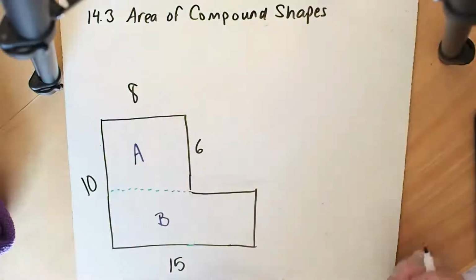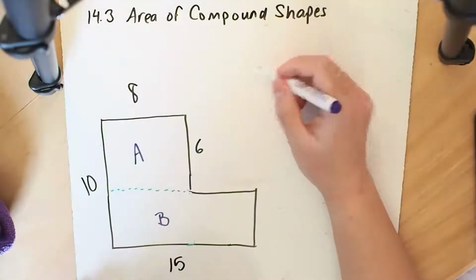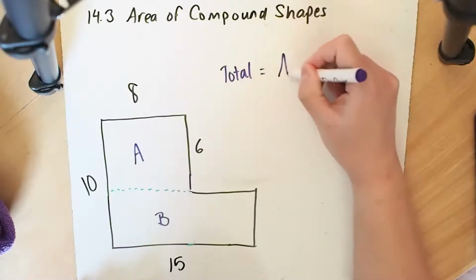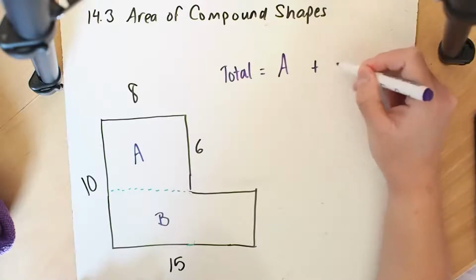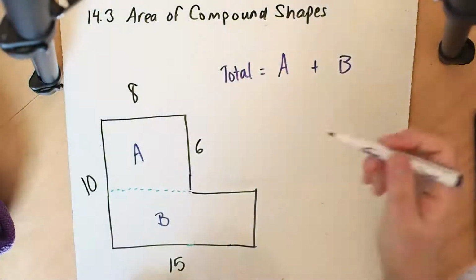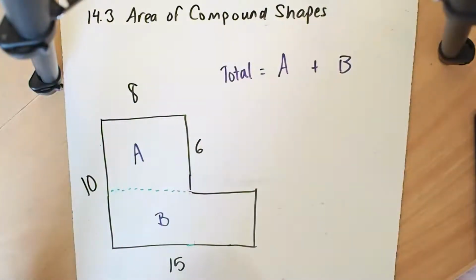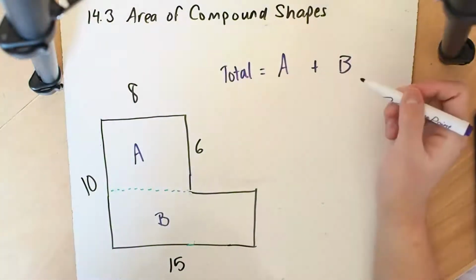The first thing is always to make sure I split them correctly, and I'm going to write my total formula. The total area is made up of the area of A plus the area of B. If we look at the area of A, we see that it's a rectangle, which means the formula for finding the area is simply base times height.